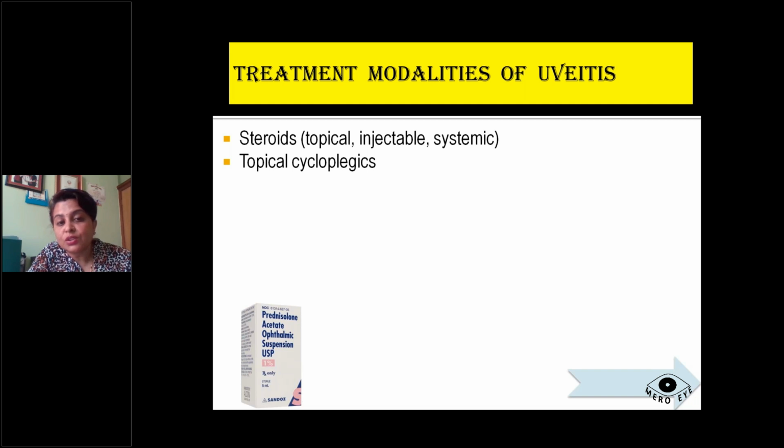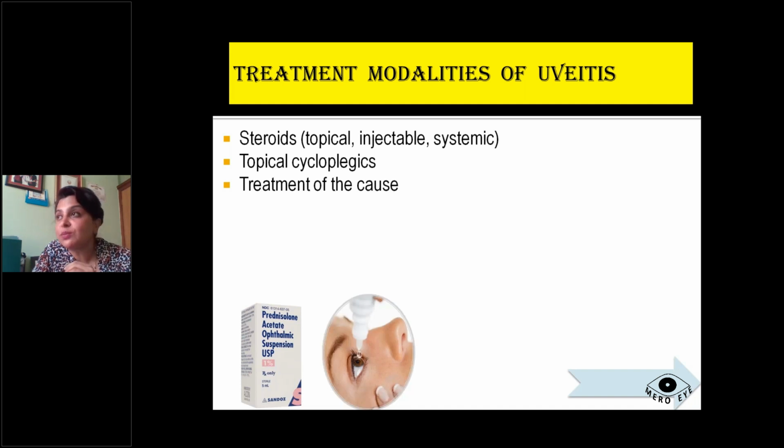Okay. So once you have addressed your key issues, whether this is a disease only located in the eye or this is a part of systemic disease, then only you can target your treatment. That's why the treatment modalities can be topicals, injectables, or the systemic form of steroids. In addition to the cycloplegic agent, if it is a case of anterior uveitis, but the main treatment is the treatment of cause, that we have to identify with the help of the clinical examination and detailed investigations.